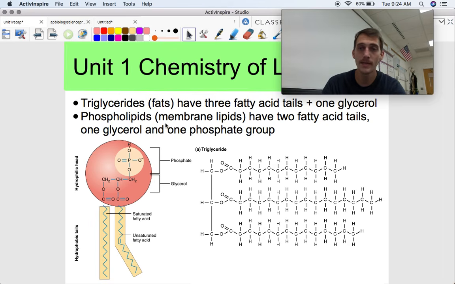While phospholipids, which we're going to come back to in Unit 2 big time, which make up cell membranes, have 2 fatty acid tails, 1 glycerol and 1 phosphate group. So here's your fatty acids, here's your glycerol, and here's your phosphate. Here's a triglyceride or a fat molecule, here's the glycerol, and here are 3 saturated fatty acids, although they can be unsaturated as well.